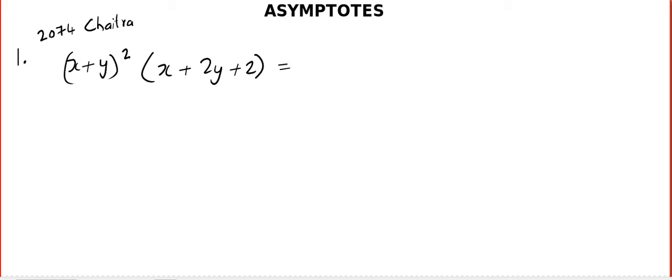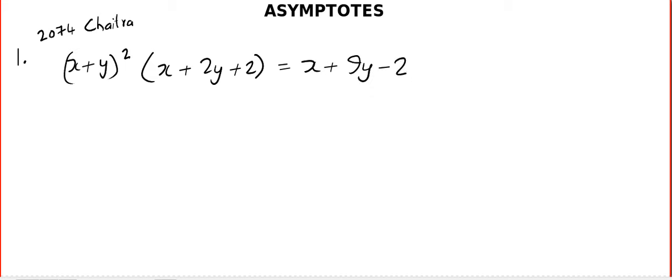2074 Chaitra. Okay, so please write the question. I hope you're ready with pen and paper, so let's start. Find the asymptotes to the curve (x + y)^2 (x + 2y + 2) = x + 9y - 2.